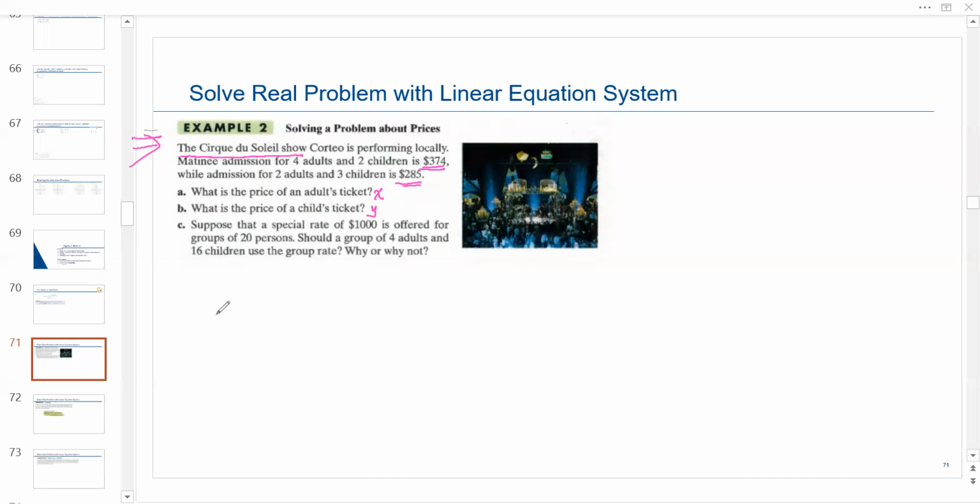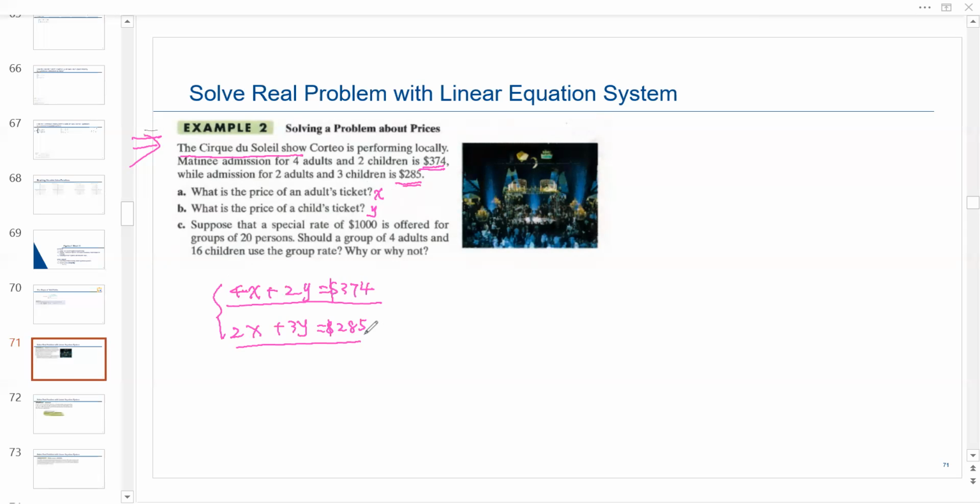All right. So we can build up the equation. Here is 4 adults plus 2 children, you got $374. Second one, 2 adults and 3 kids, you got $285. Right? So we build this linear equation, build this linear equation, so we can get the solutions out of here.